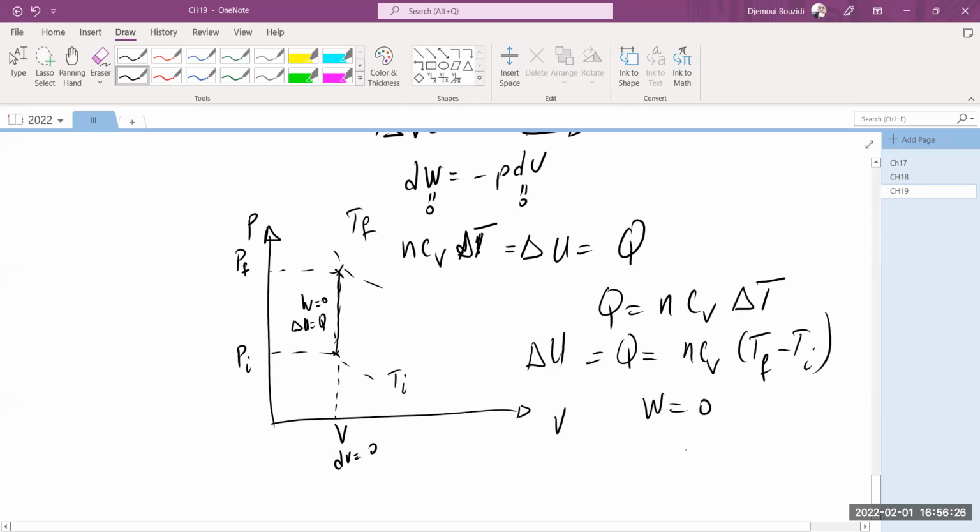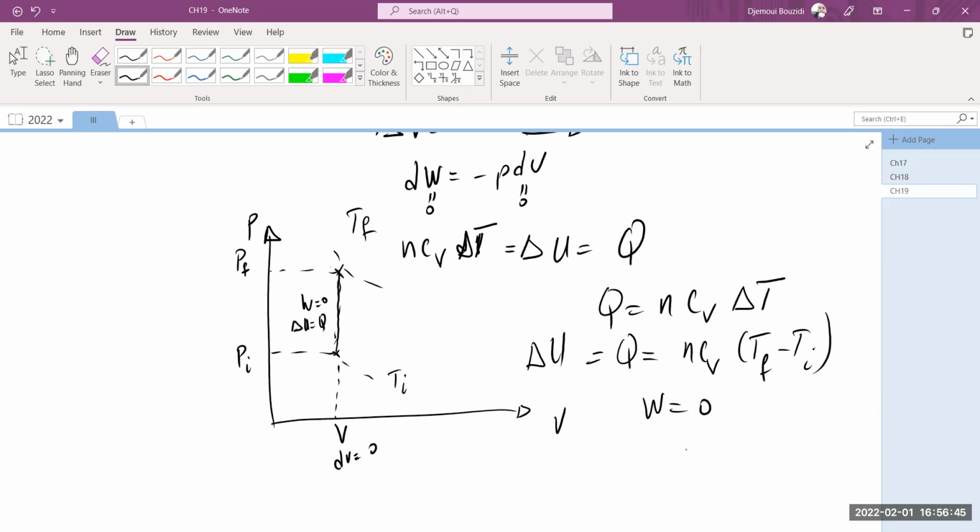So this process is easy. Now, if the final temperature is less than the initial temperature, then in this case, Q is negative. You extracted heat actually at this process, and you lowered the energy. That's the same thing if the picture is reversed, okay?